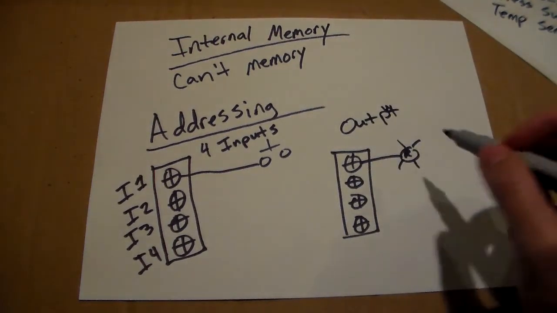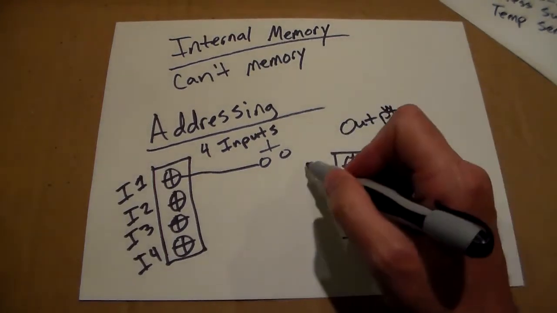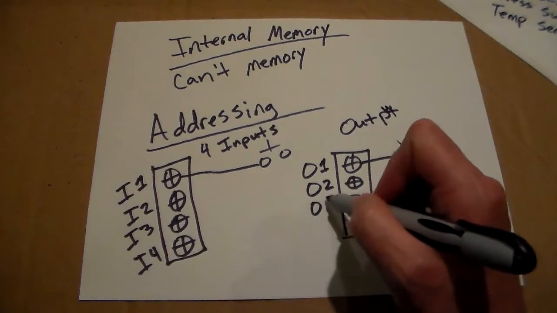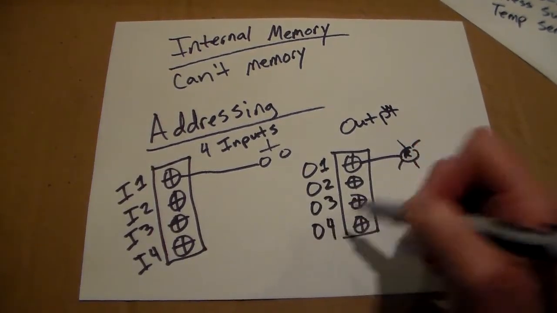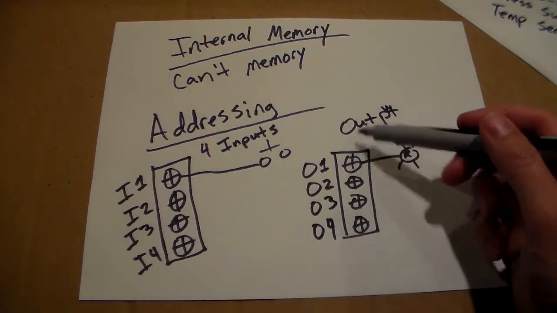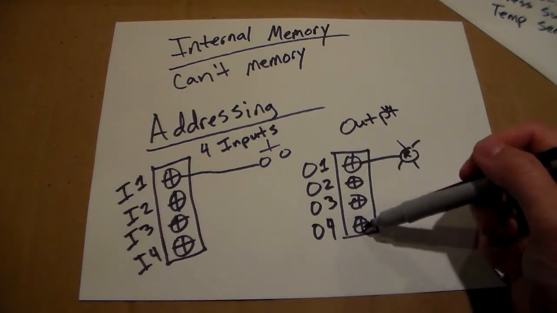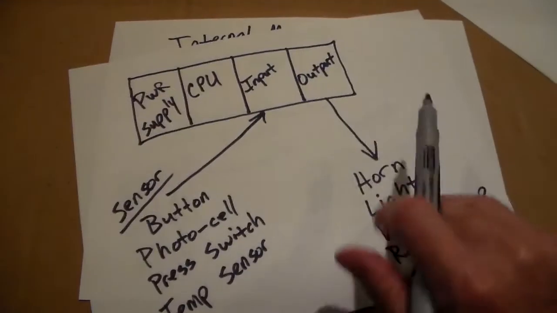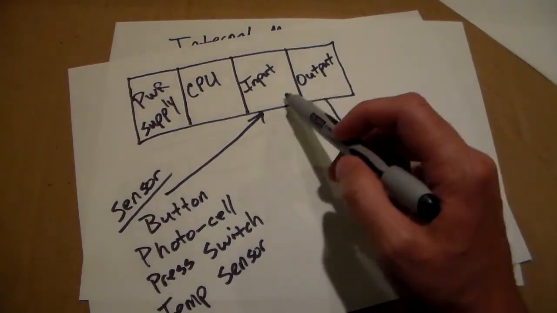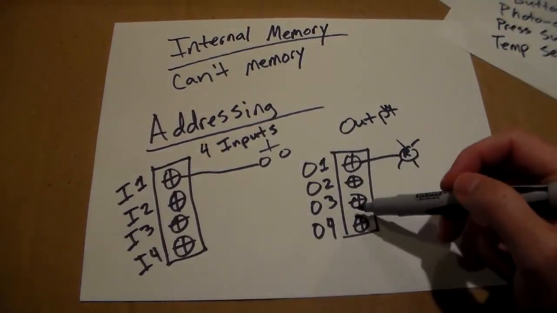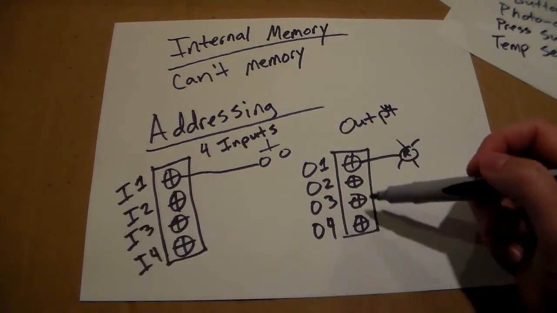Output card. Let's do O for output. So we got O1, O2, O3, O4. The O is the designation for an output, and then each terminal on our PLC, these screws on these cards from the last pictures, okay? Each screw has a unique number that represents it.